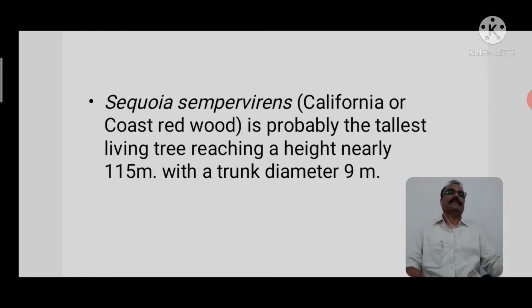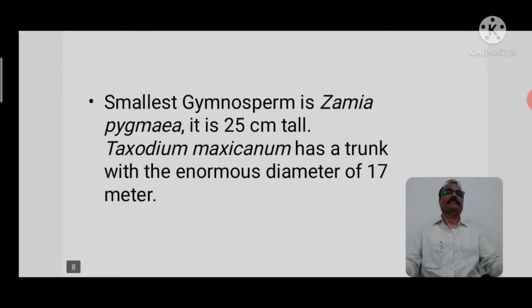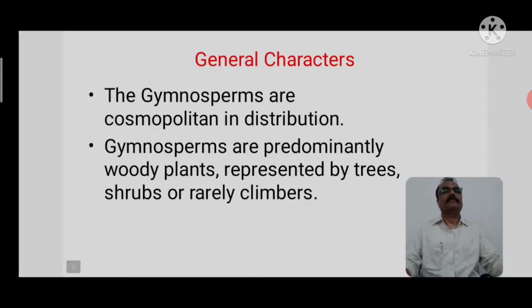Sequoia sempervirens, coast redwood, is probably the tallest living tree, reaching a height of nearly 115 meters with a trunk diameter of 9 meters. The smallest gymnosperm is Zamia pygmaea. It is 25 centimeters tall. Taxodium mexicanum has a trunk with an enormous diameter of 17 meters.